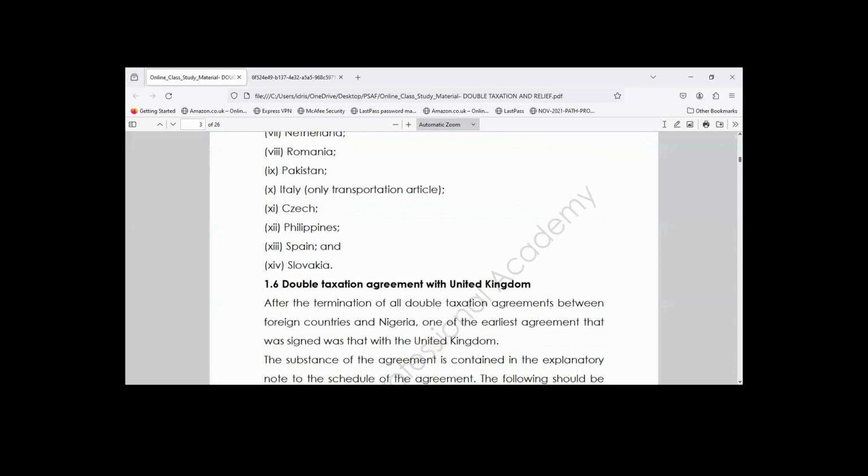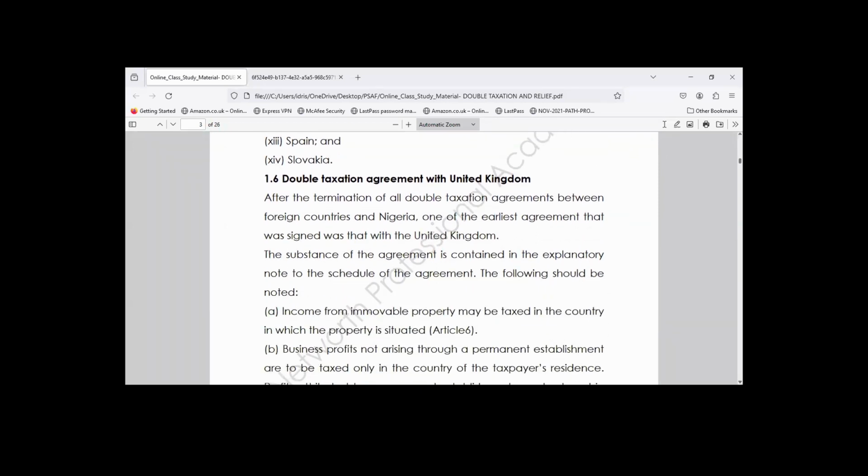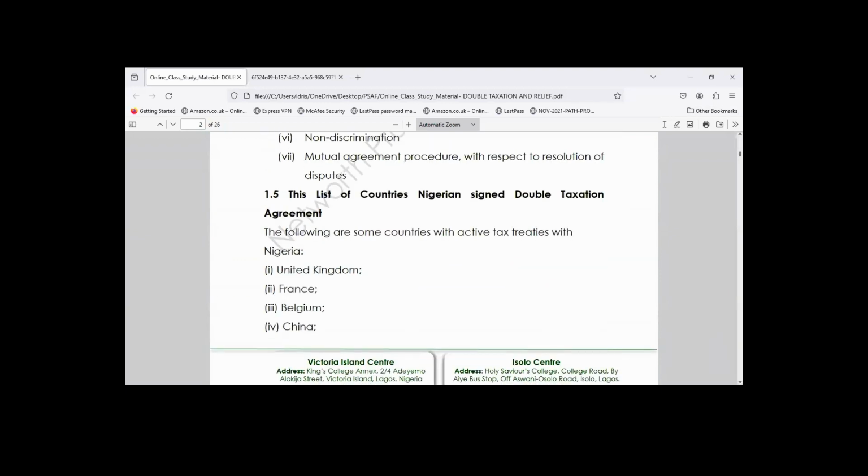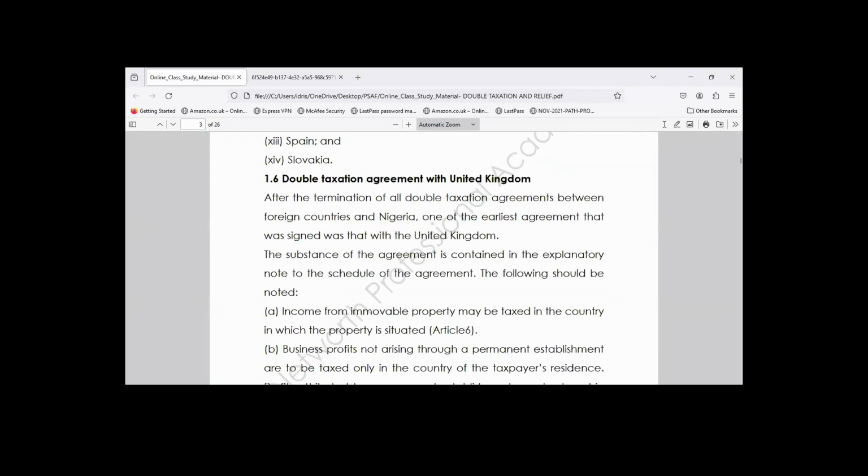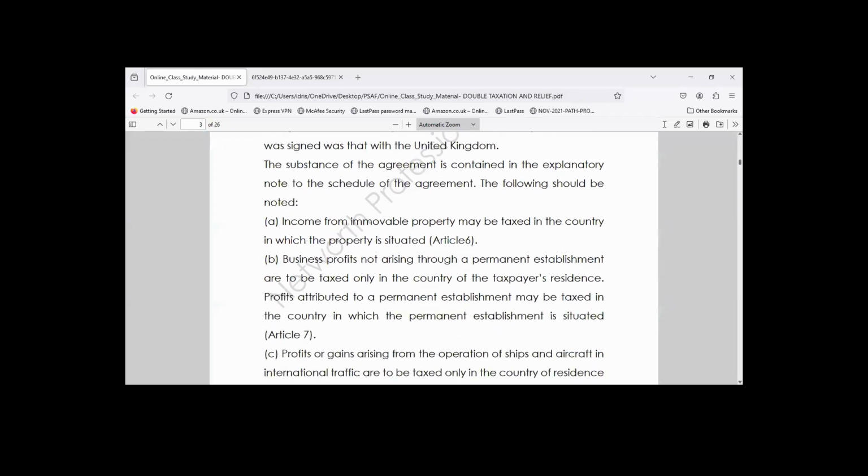The next heading: double taxation agreement with the UK. We want to look at the content of the double taxation agreement that Nigeria signed with the UK. I suspect this area. Questions can come from this area any moment from now. What is the content of the double taxation agreement? Nigeria has signed double taxation agreements with so many countries, which we have listed: Spain, France, UK, South Africa, Canada, Belgium, etc. But we want to look at the content of the double taxation agreement that Nigeria signed with the UK. That is what we want to look at. Now, let's look at the content of that agreement. One minute.